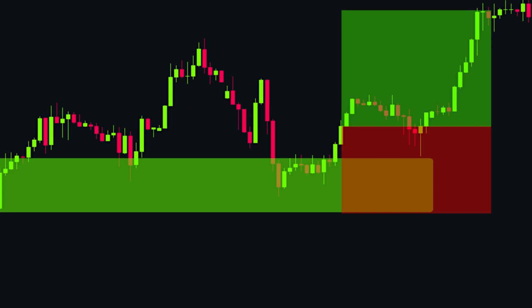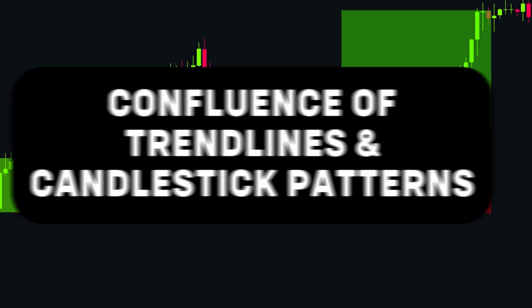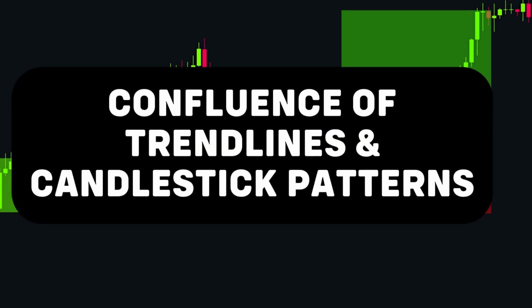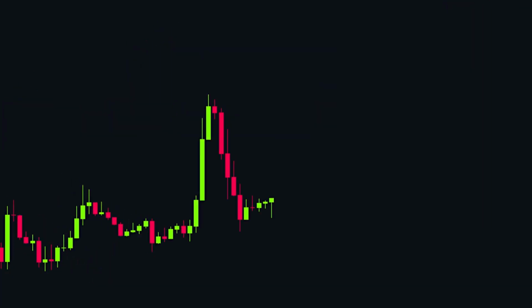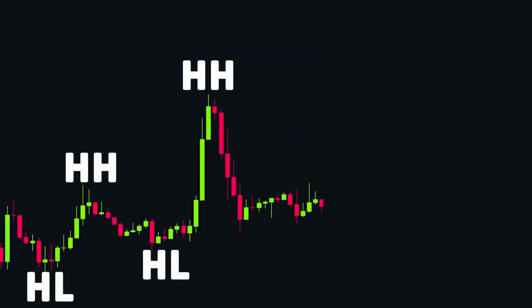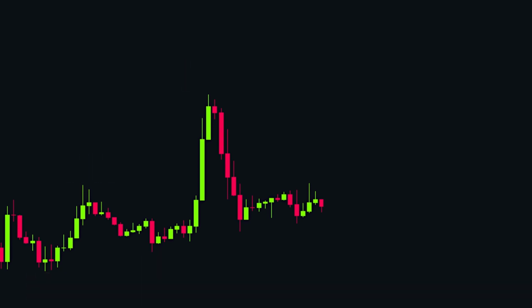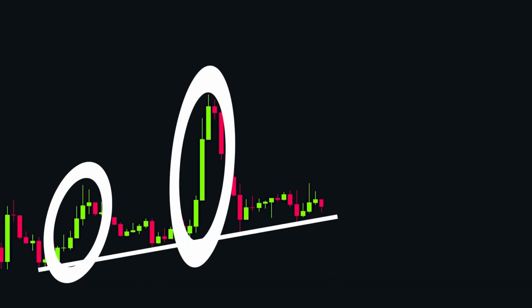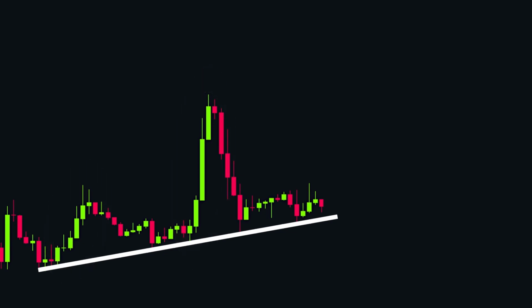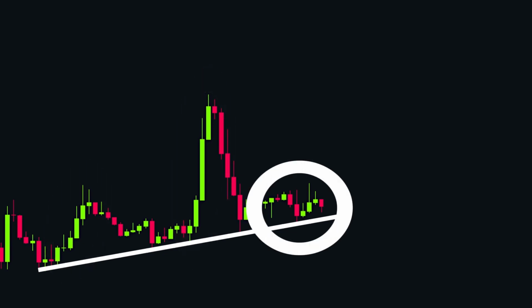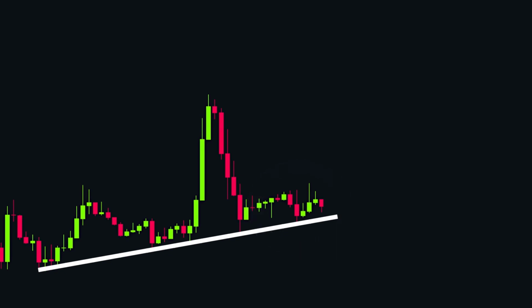Now, let's see an example of the confluence of trend lines with candlestick patterns. So, here we have the price making higher highs and higher lows, which means we're in an uptrend. We can see price respecting this trend line as it went above twice after reaching this area. Again, the price has reached this level. The price is making doji candles at this level, which signals that neither buyers nor sellers are dominant.